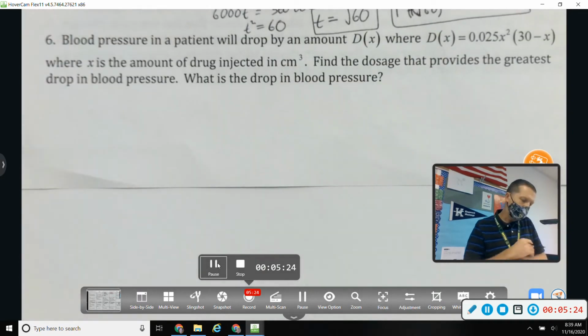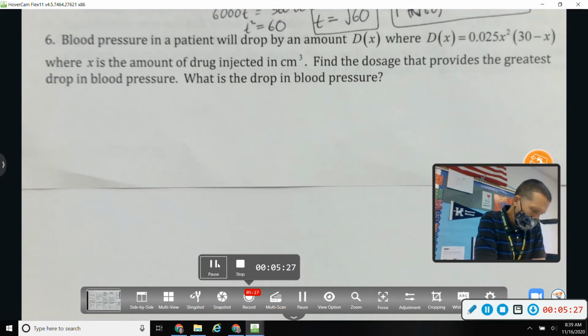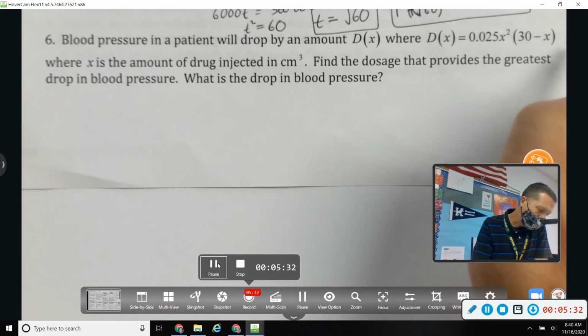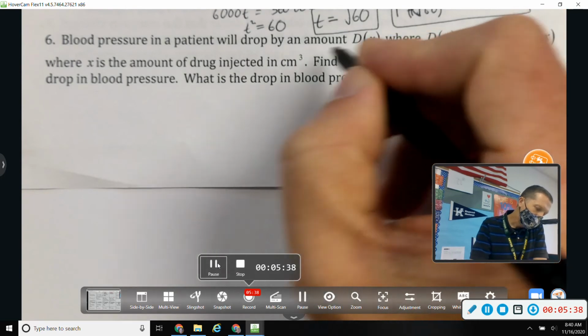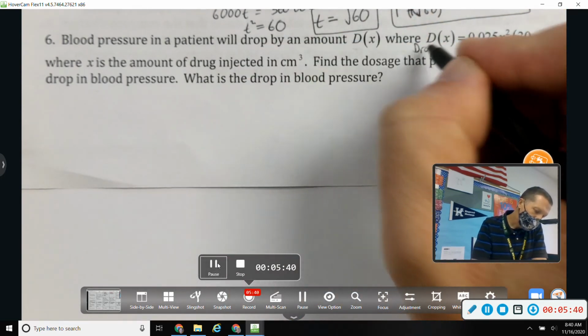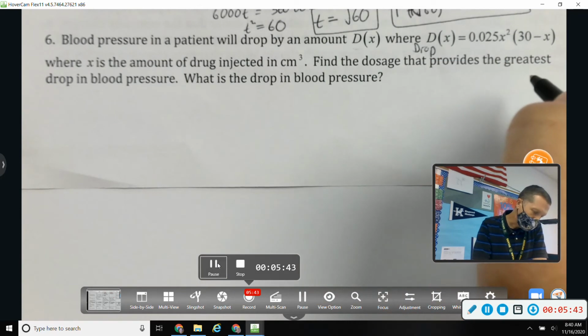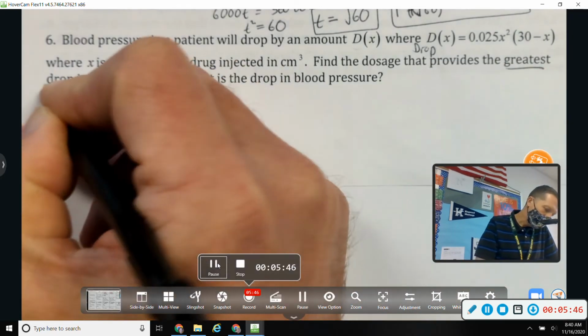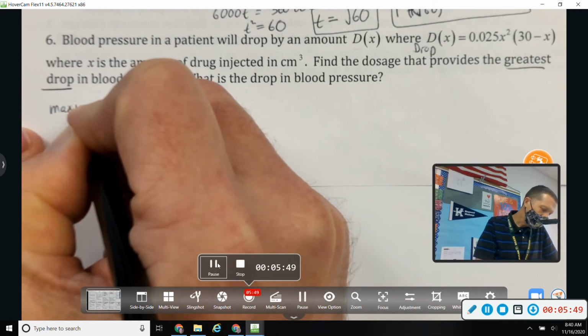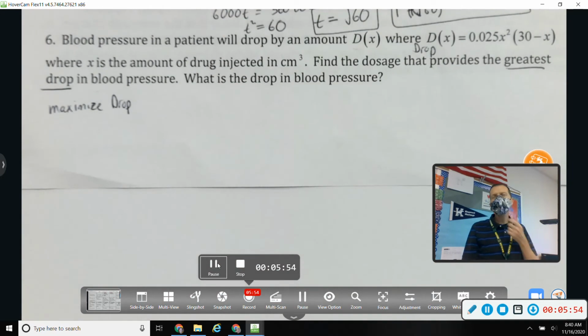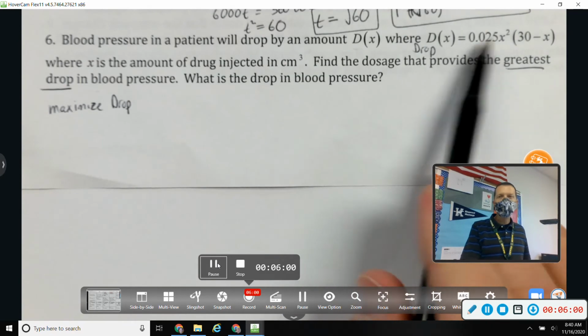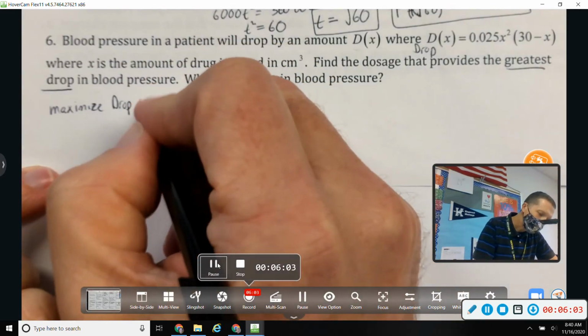Number 6 on the optimization worksheet. Blood pressure will drop by an amount where D equals that expression, where X is the amount of drug injected. So D is the drop. Find the dosage that provides the greatest drop. So I want to maximize drop. I mean, that seems a little bit weird, like that does not seem like a minimize, but this is phrased as a drop, so I want to maximize this. I want to maximize D of X.